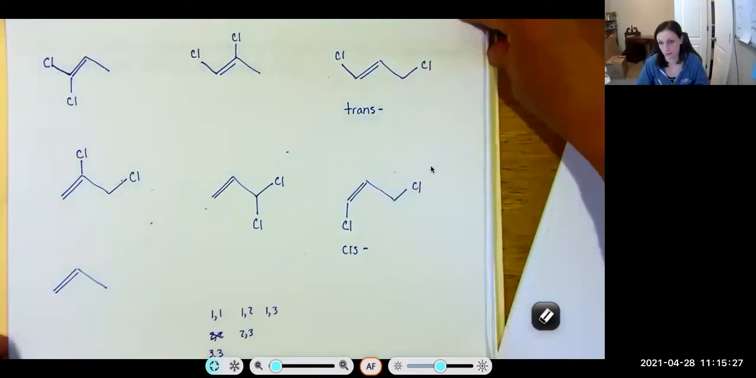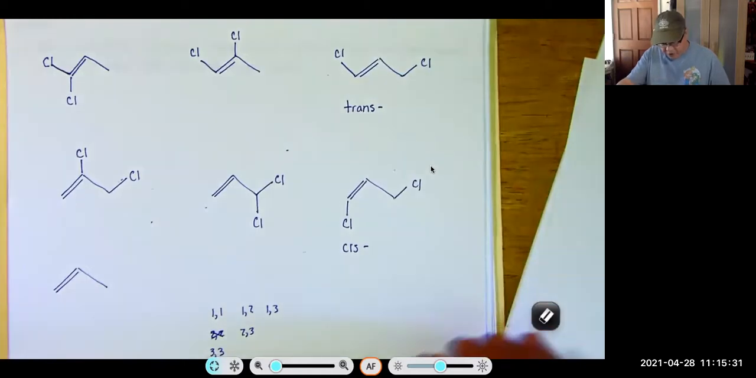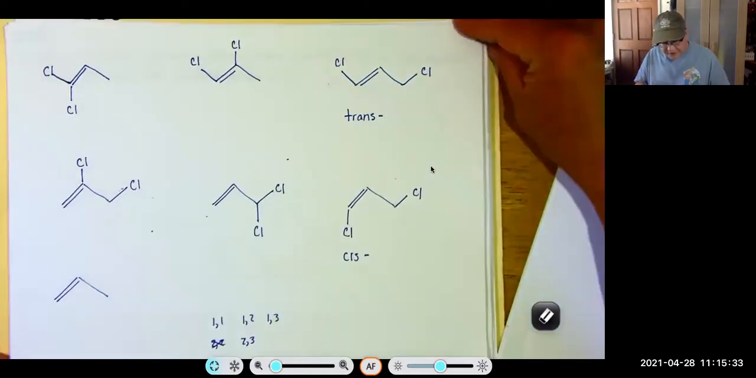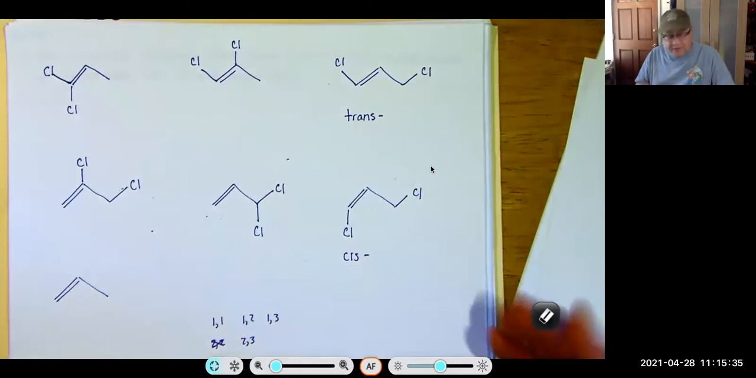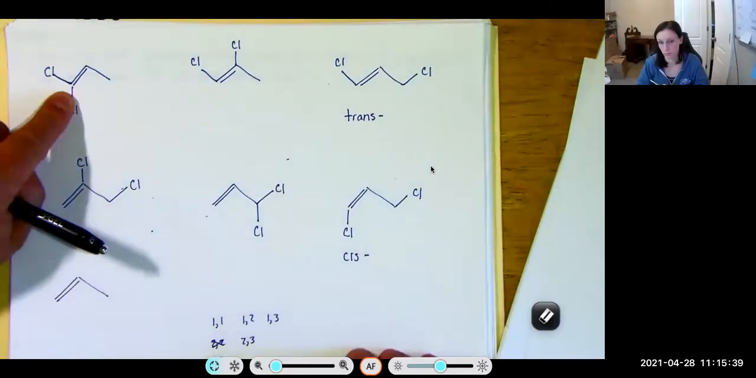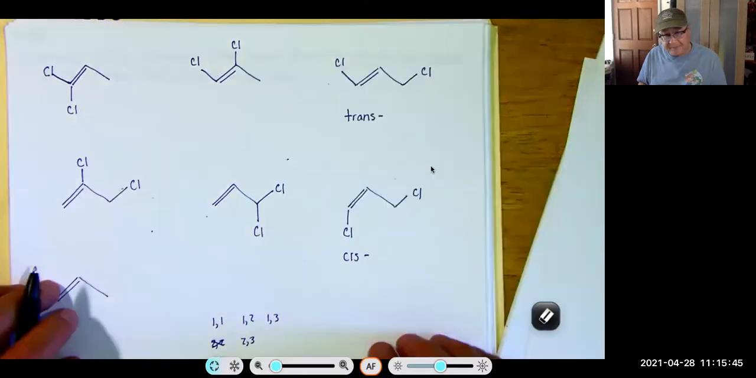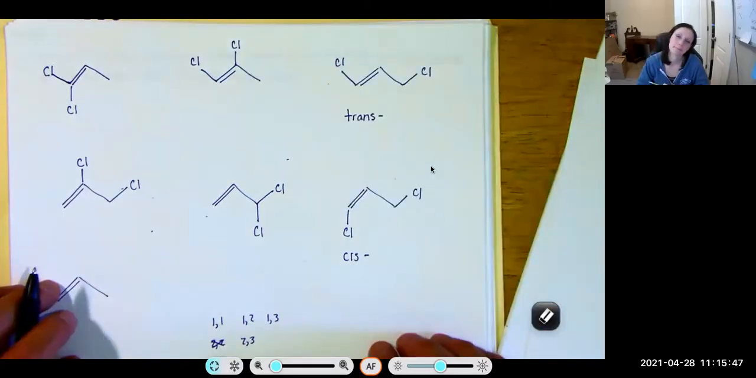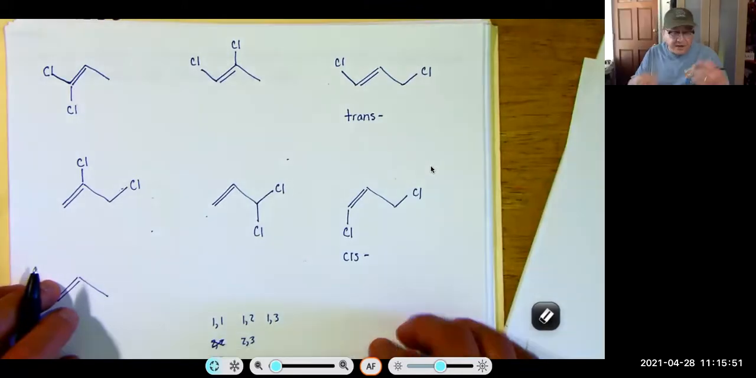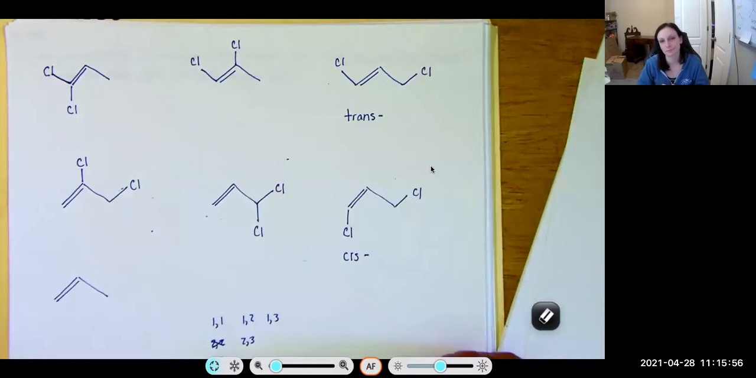So now we need to look at cis and trans. Which one of these are possible cis and trans? 1-1, there's no cis, there's no trans. So 1-2. 1-2, there's no cis and there's no trans. How come? Because you need 2 hydrogens and they need to be on opposite sides or the same side. I see.